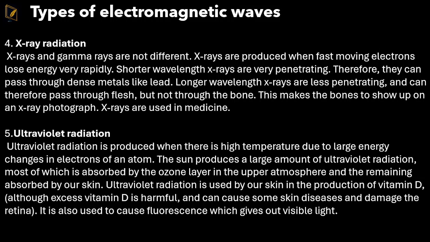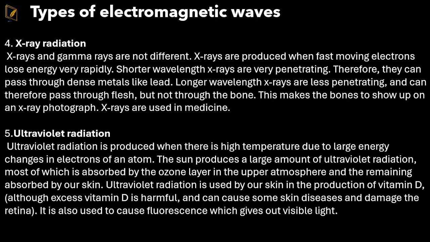So in X-ray machines they use the X-rays of longer wavelength. Why do they do this? This is the reason: they pass through the flesh but cannot pass through the bones. That means wherever they are stopped, they will form an image of the place where they are stopped.